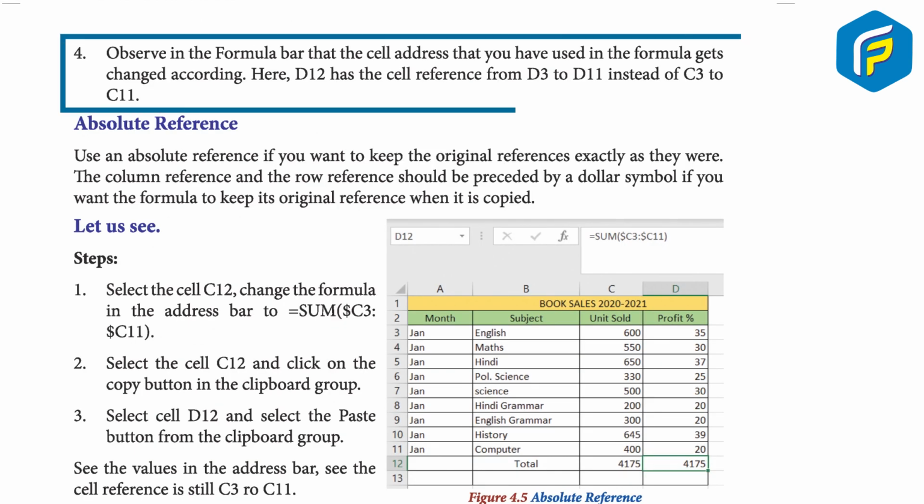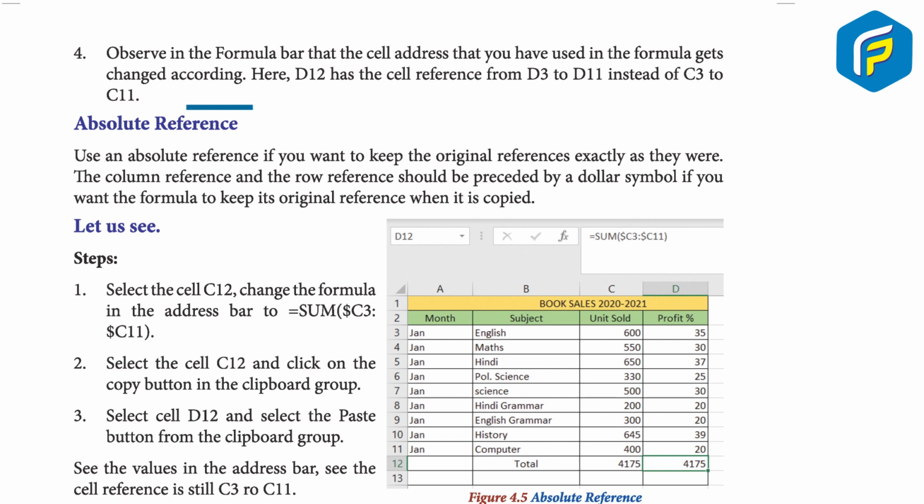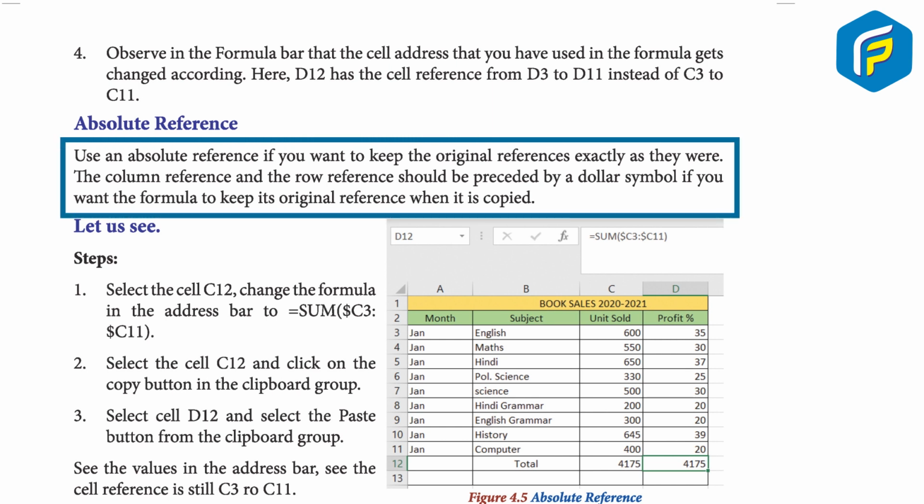4. Observe in the formula bar that the cell address that you have used in the formula gets changed accordingly. Here D12 has the cell reference from D3 to D11 instead of C3 to C11. Absolute reference. Use an absolute reference if you want to keep the original reference exactly as it was. The column reference and the row reference should be preceded by a dollar symbol if you want the formula to keep its original reference when it is copied.